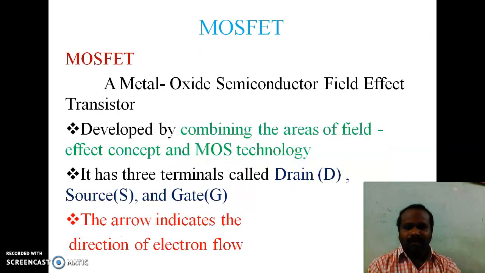Today's topic, MOSFET. A metal oxide semiconductor field effect transistor is shortly known as MOSFET. MOSFETs are developed by combining the areas of field effect concept and MOS technology. MOSFET has three terminals called drain, source and gate. In the MOSFET also, the arrow indicates the direction of electron flow.